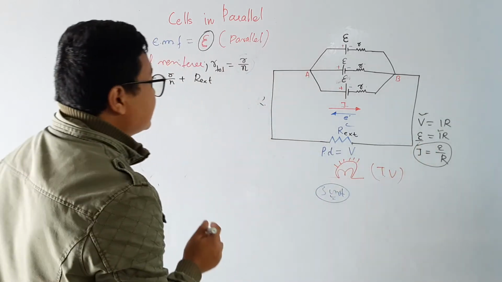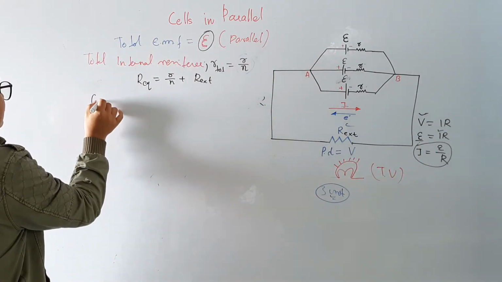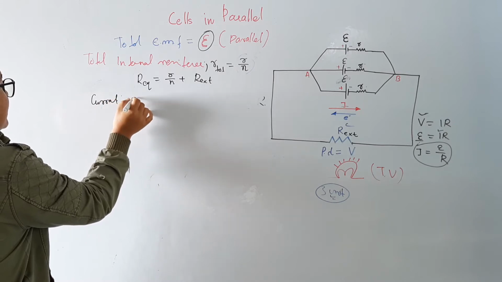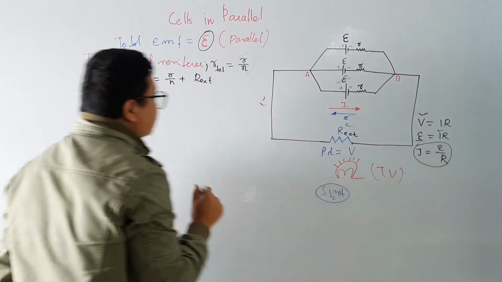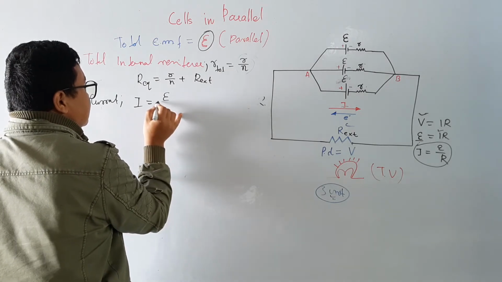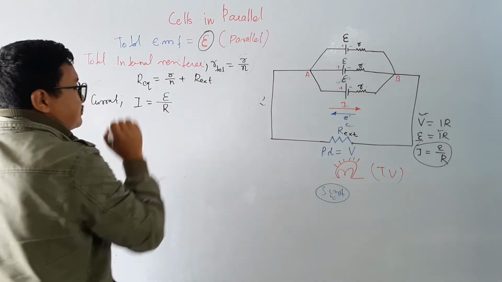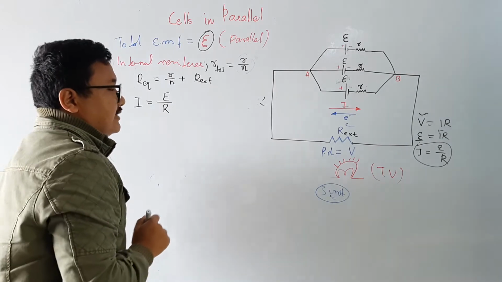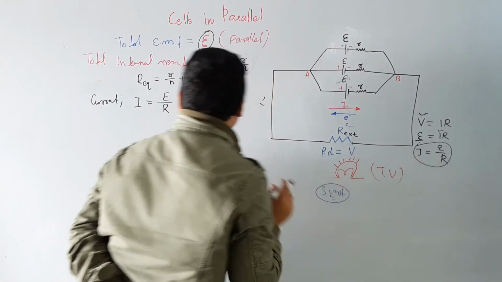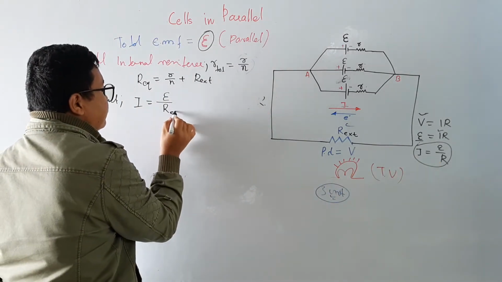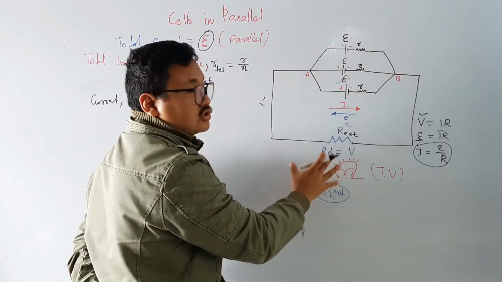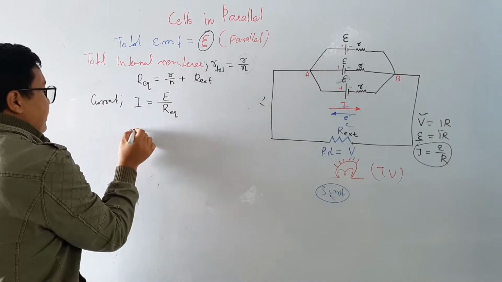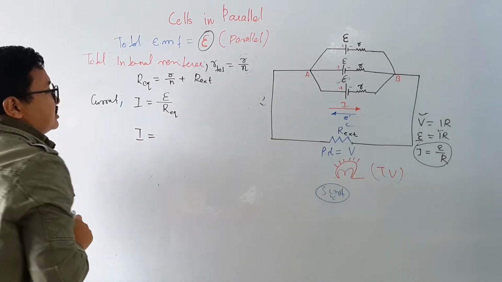So let us find the current. Here current I is equal to how much? E divided by R. So this is my E divided by R. Right? And which R is this? This R should be my R equivalent. R equivalent means all the resistance of the circuit. Then I will be equal to how much?